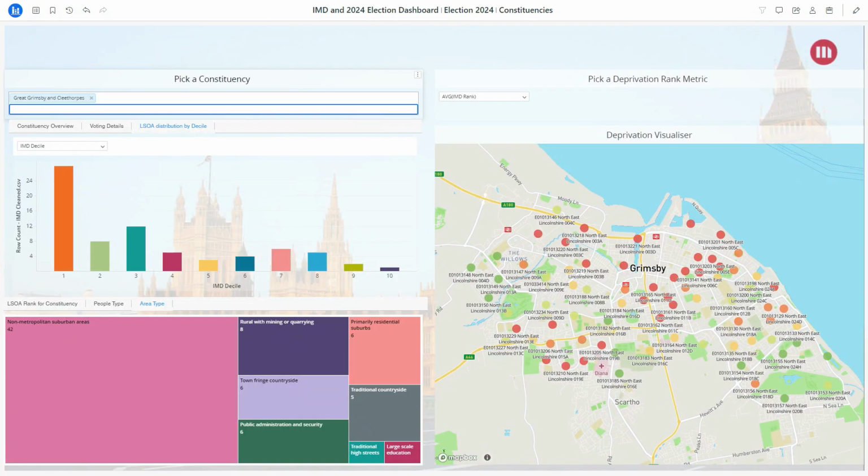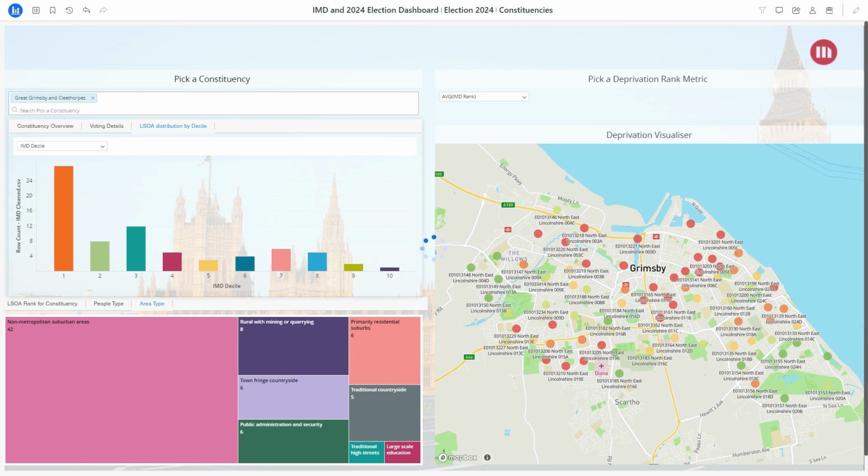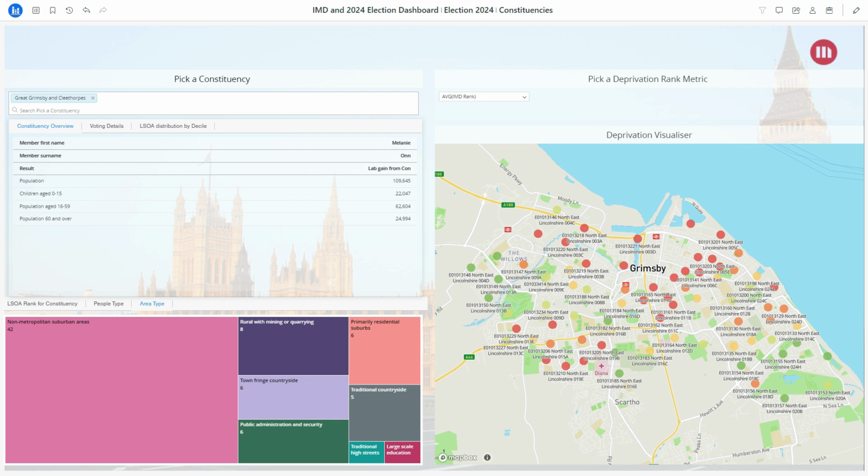So, Grimsby used to be a major fishing port on the North Sea and has been declining for quite some time. And you can now see that the distribution of deciles is quite different. But let's do this in the right order. Let's first of all check out the constituency. And we could see that it is a Labour gain from Conservative. So that was Conservative prior to the election and has now become Labour.